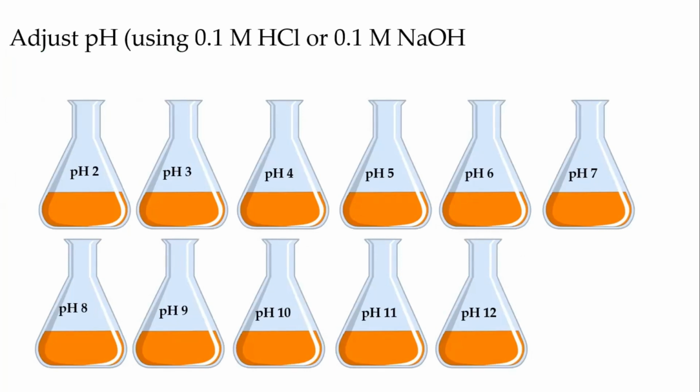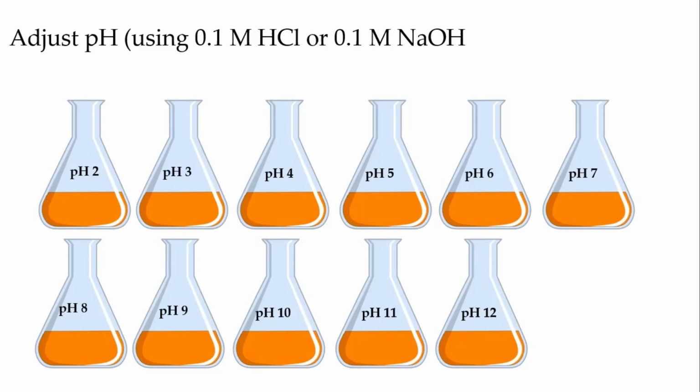You can reduce the number of flasks by changing the pH from 2, 4, 6, 8, 10, 12 like this, or as you wish. But when I did the experiment, I took all the pH values for a more accurate result. Then we will add 30 ml of 0.1 molar solution to each of these flasks and adjust the pH of these flasks according to their labeling. So for pH 2, we will adjust the pH at 2. For pH 3, we will adjust the pH at 3, and the same goes up to pH 12.